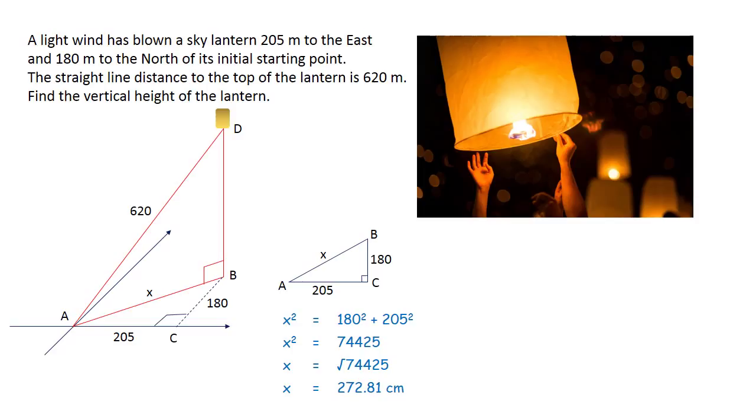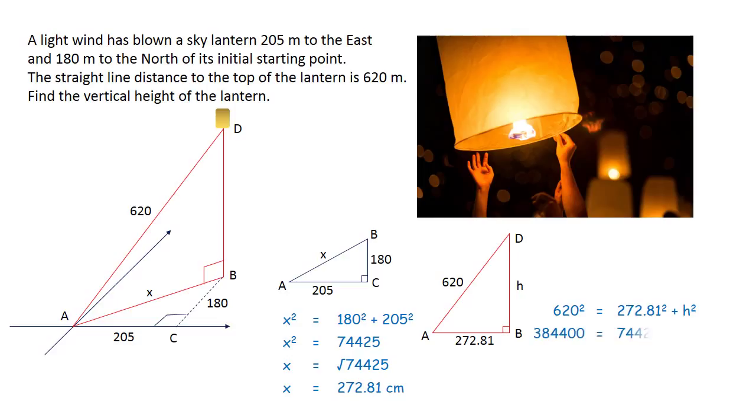Then we move to the red triangle. It's another Pythagoras Theorem question. We've got the hypotenuse is 620, so 620 squared equals 272.81 squared plus h squared. By Pythagoras, we can work out that the height of the lantern is 556.75 meters.